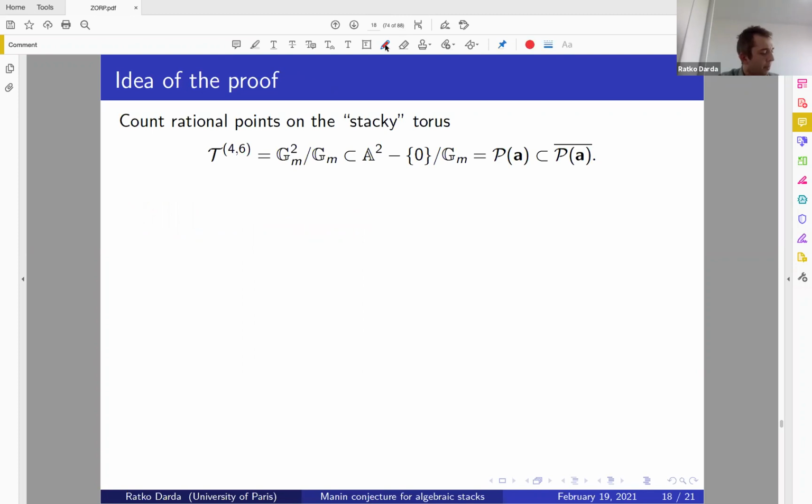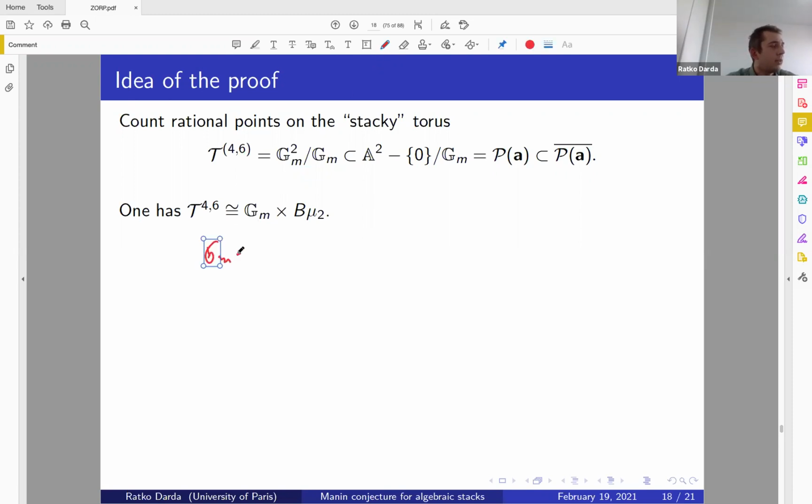Now let us give some idea of the proof. We are going to specify the open substack on which we count rational points. We are going to count rational points on this substack that we denote by T46. This substack is in fact equivalent to this stack, Gm times Bμ2, and let us see why.